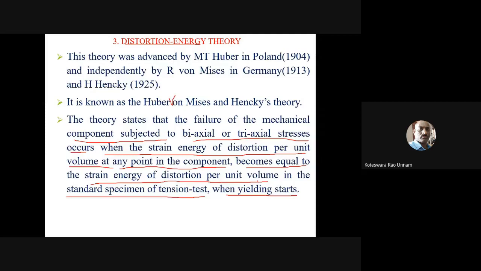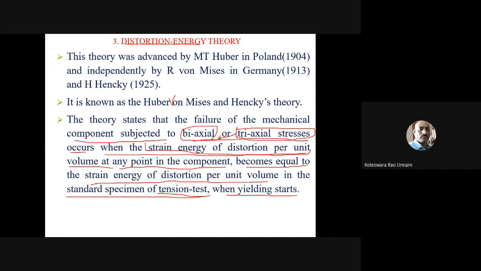To avoid failure, the distortion strain energy in the given actual condition should be less than the distortion energy of the standard specimen of the simple tension test at the yield point. Based on that you can derive your design equations. For that, first we'll find the strain energy of distortion per unit volume in the case of a triaxial state of stress. From this I can find the distortion strain energy for a biaxial state of stress, and for the simple tension test also.